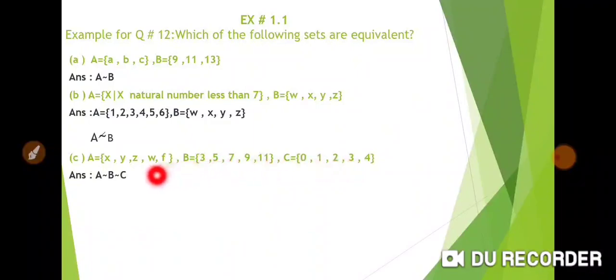So the number of elements are equal in A, B and C. So we can say that A is equivalent to B and B is equivalent to C. A, B and C are equivalent sets. Since A is equivalent to B and B is equivalent to C, it means A is also equivalent to C.